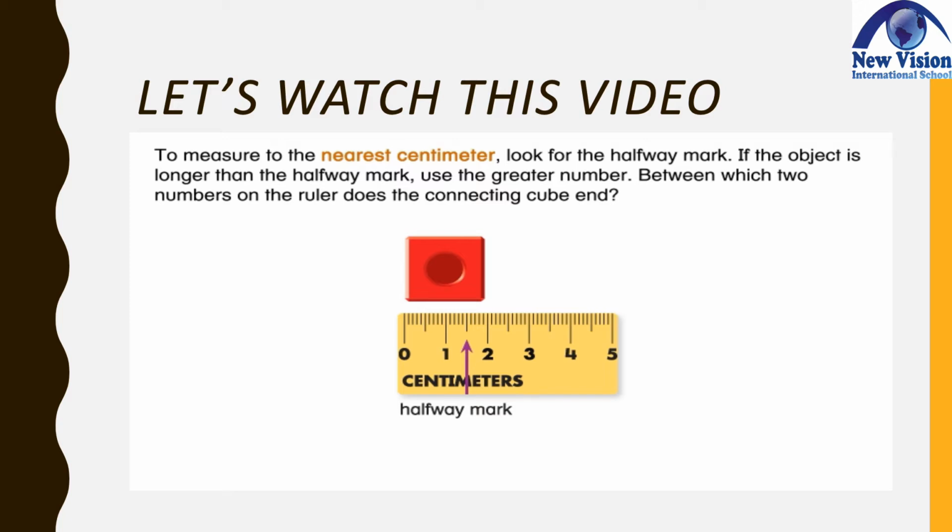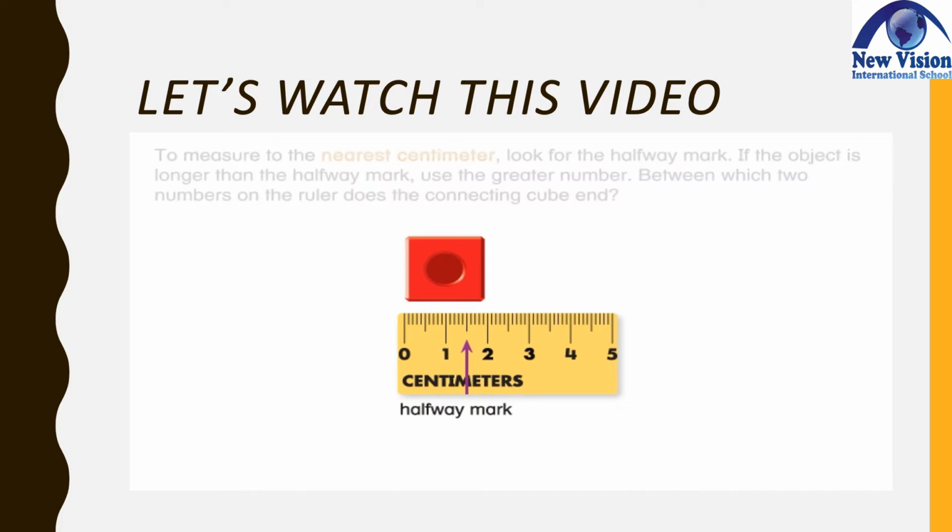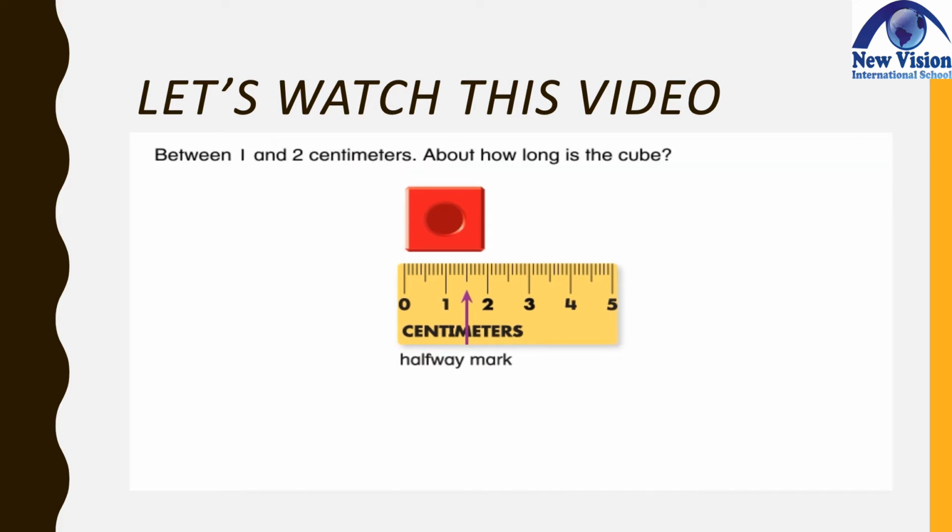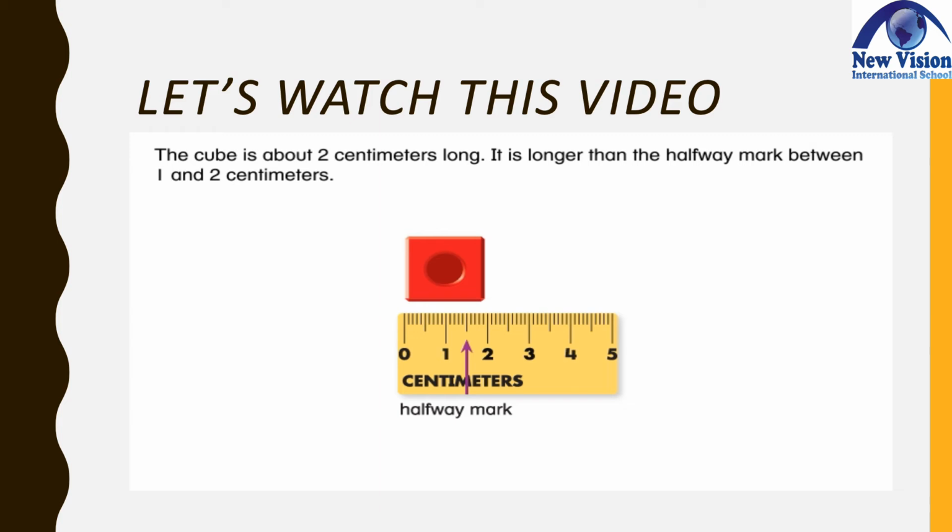Between which two numbers on the ruler does the connecting cube end? Between 1 and 2 centimeters. About how long is the cube? The cube is about 2 centimeters long. It is longer than the halfway mark between 1 and 2 centimeters.